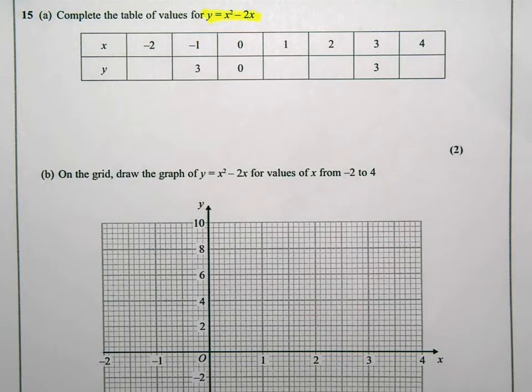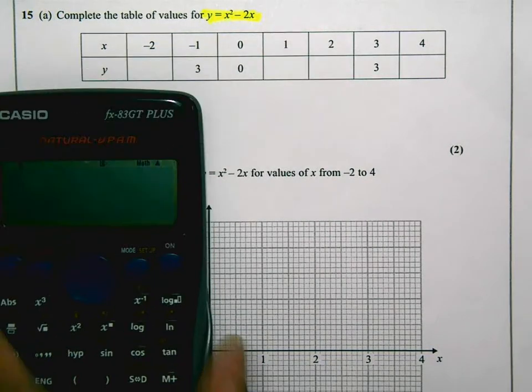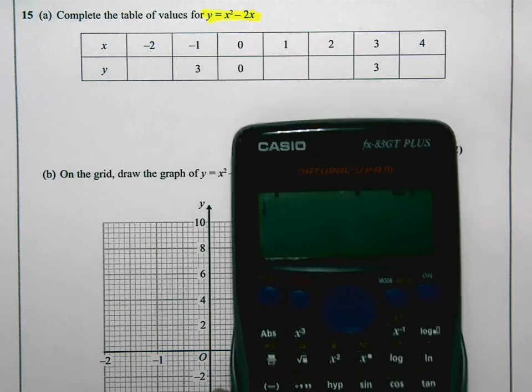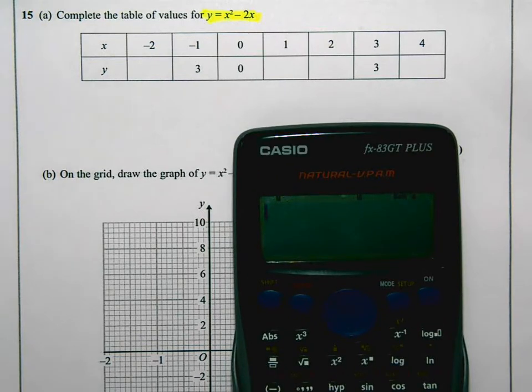This is very similar to what we did in the trial and improvement question. You could use your calculator to help you work out each of the values. So when x is equal to 4, I'm going to do 4 squared, so that's for my x squared, minus, and I'm going to use brackets, 2 times 4, close brackets, and that's going to be equal to 8. So 8 goes in there.